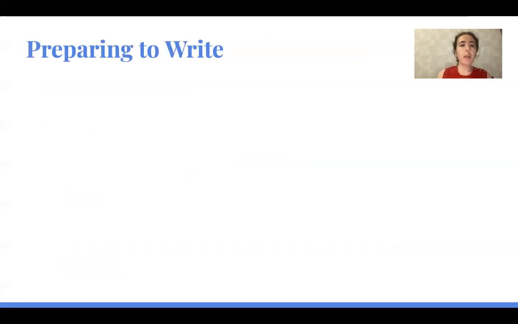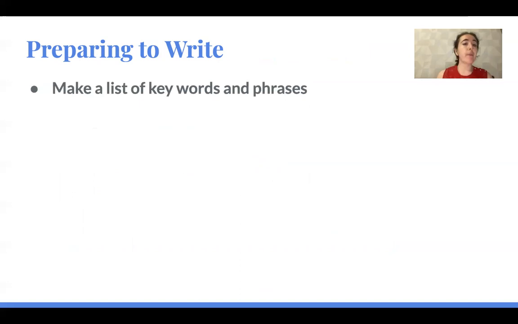Okay, so before you begin writing, let's do some preparation. The first thing, make a list of keywords and phrases that you might need to define. So these might be technical terms that are really important for your readers to understand. They may also be words that are not necessarily technical, but are defined in a really specific way for the purposes of research.